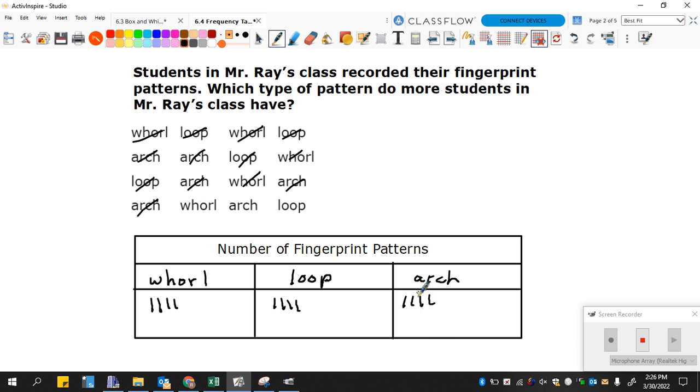Now, the thing to notice here is that we have 4 tally marks. So for the fifth one, we draw a diagonal across that, okay? We draw a diagonal, that's 5. A whirl, same thing goes here. We got 4, so we draw a diagonal, that's 5. Another arch, so we draw there. And the last one is a loop, and we draw the diagonal. So if we look at it, it's really easy to see there were 5 whirls, 5 loops, and 6 arches. So there are more arches than there are of any other type. So that's a frequency table.